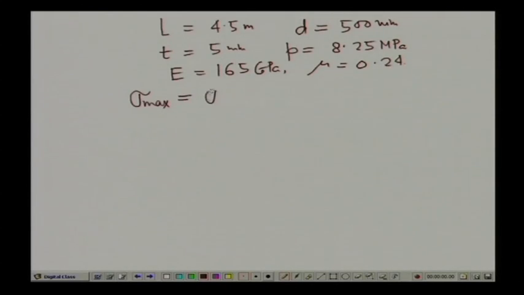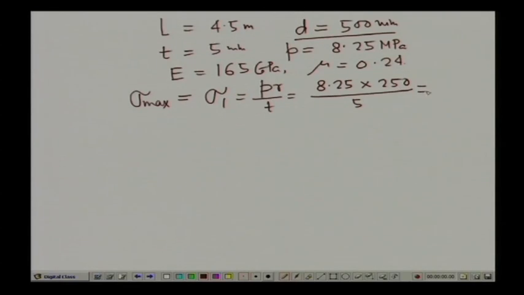Now, the maximum tensile stress that occurs on the surface of the cylindrical vessel is sigma 1, which is P r by T, and P here is 8.25 MPa, the diameter is given as 500 so the radius is 250, divided by T which is 5 millimeter, and this gives us a value of 412.5 MPa. Correspondingly, the value of sigma 2 is equal to sigma 1 by 2, which is 206.25 MPa.